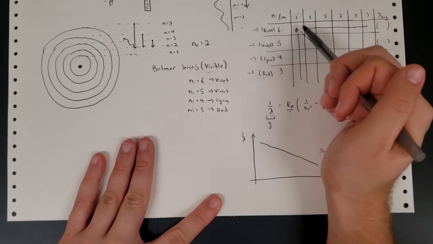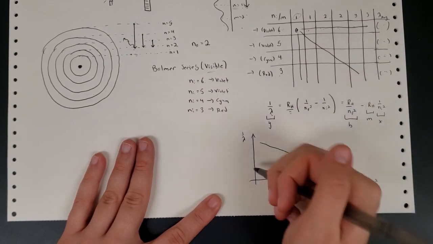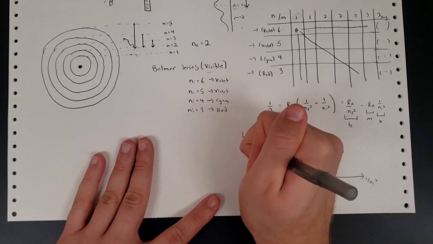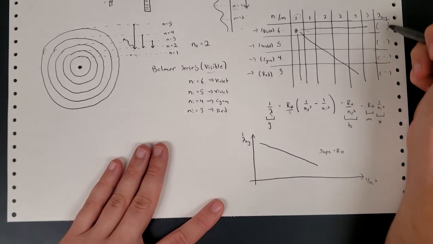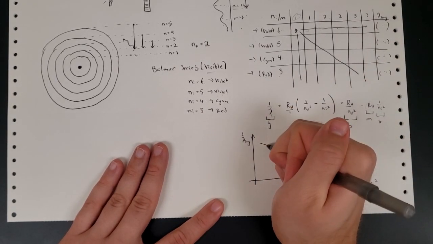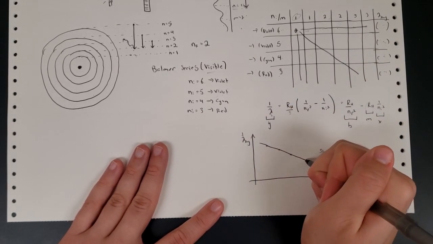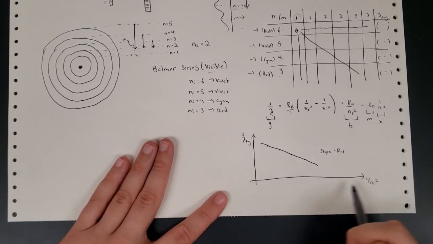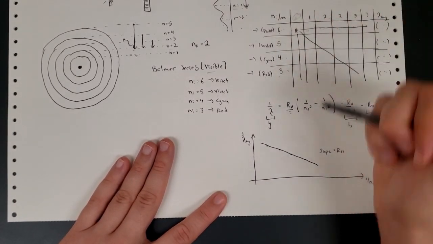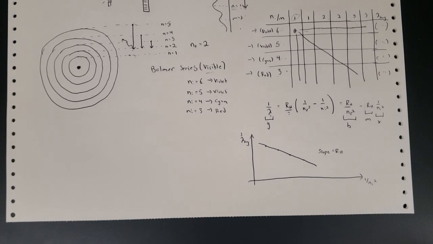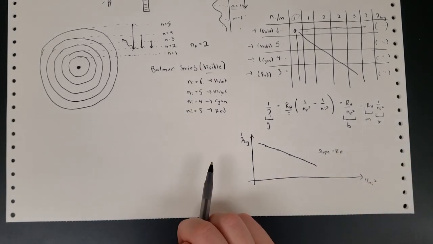You'll use these angles to calculate these average wavelengths, and then you'll graph 1 over each of those average wavelengths. So we'll only have four data points, right? At each of these four initial energy levels. And then from that slope, we can determine the Rydberg constant.